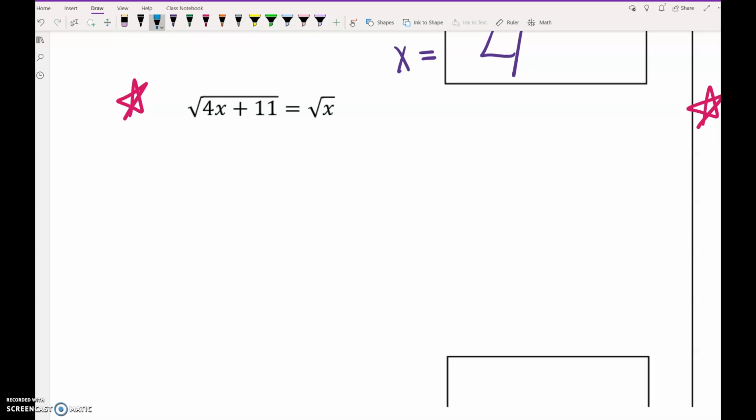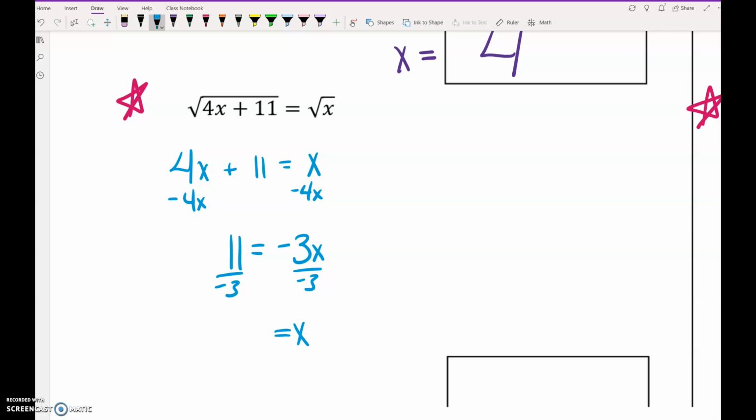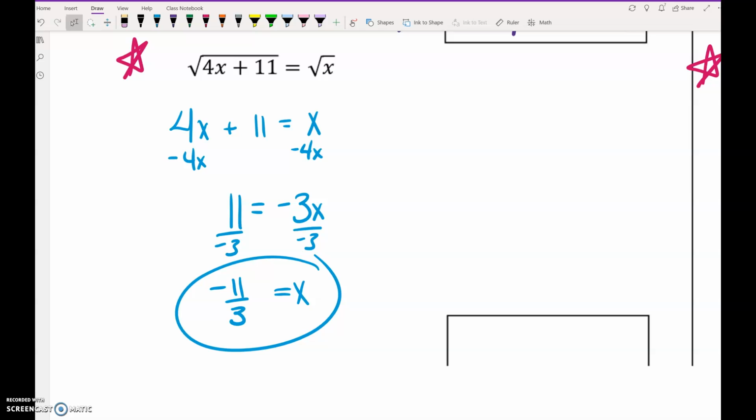This problem does not require any pre-work. You square both sides, and that gives you 4x plus 11 equals x. We need to get all of our x's onto the same side. So we have 11 equals negative 3x. So x equals negative 11/3. This is the answer that is counting as correct on the practice test.